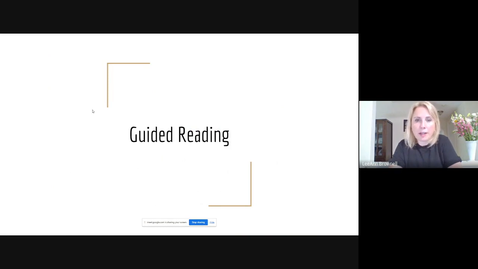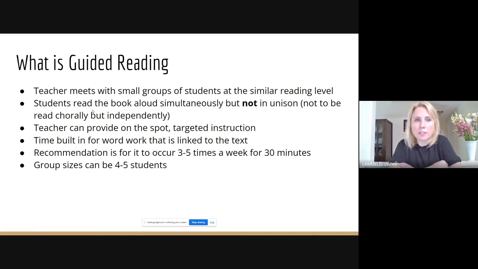We're going to look at guided reading now. And so what does guided reading look like? So this is when the teacher meets with a small group of students that are at a similar reading level. The students read the book aloud simultaneously, but not in unison. So that means they're not to be reading chorally, all reading the exact same words at the exact same time, but they can read quietly, and you're going to be focusing on each reader. So the teacher can provide on-the-spot targeted instruction, and there would be time built in for word work that would be connected to the text.